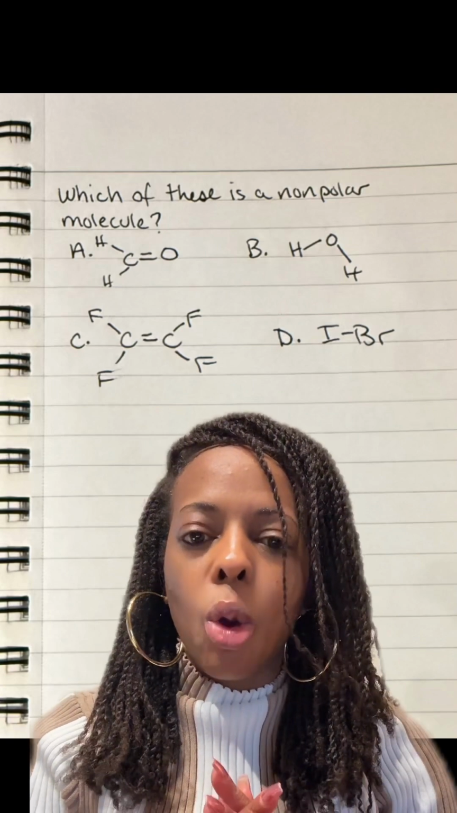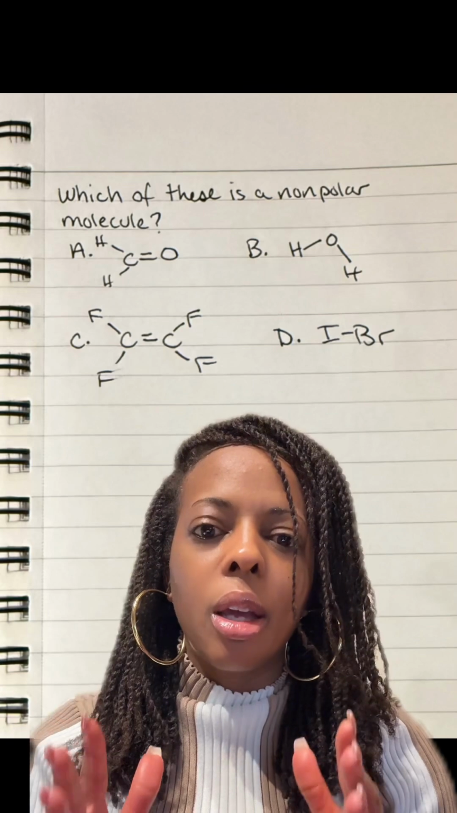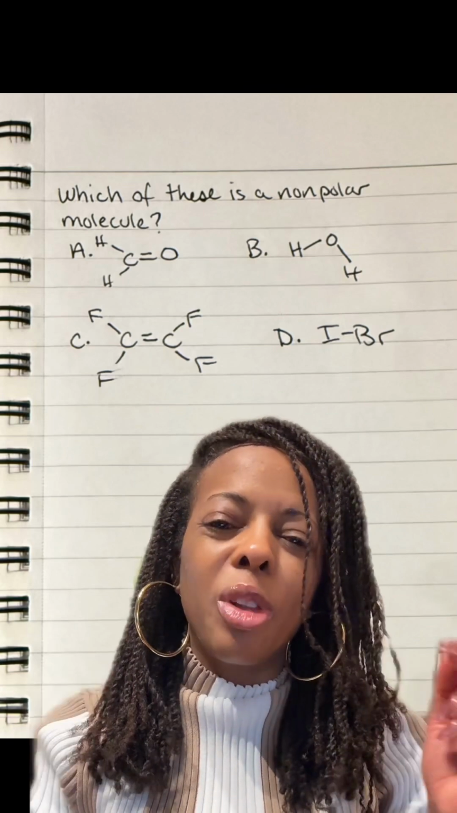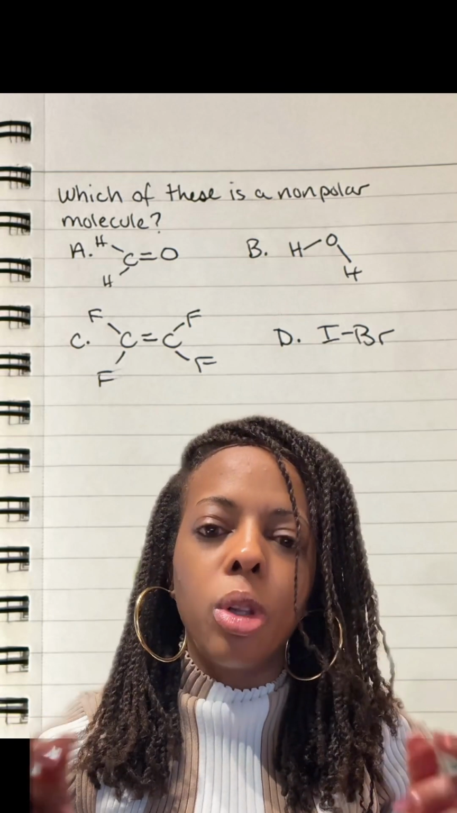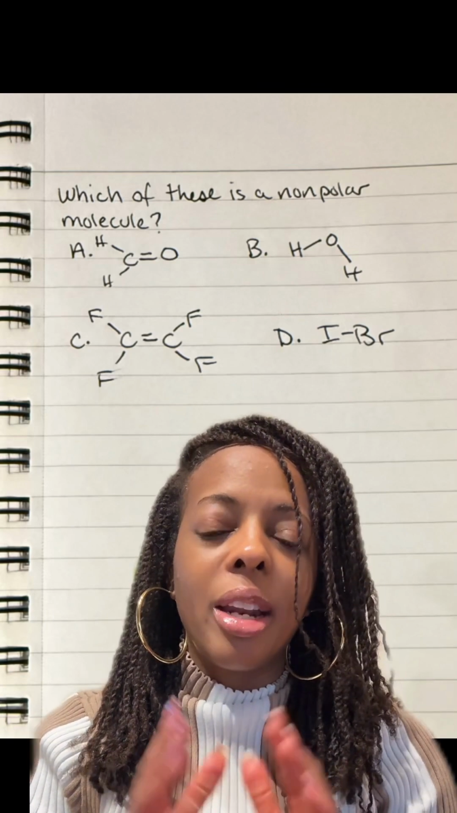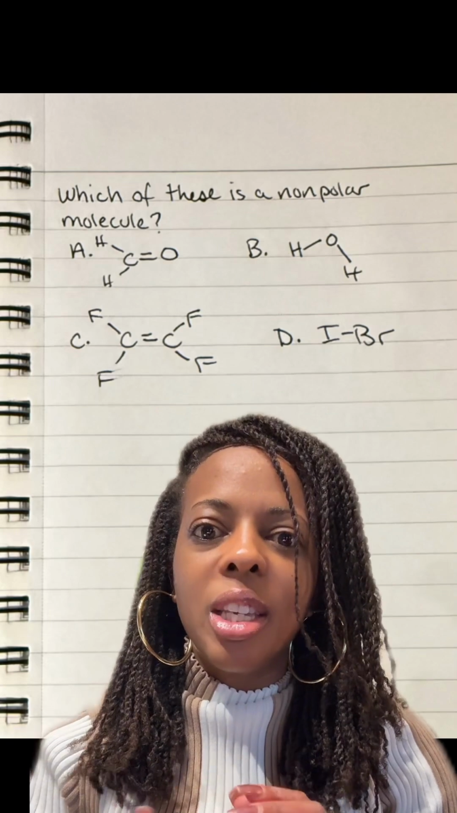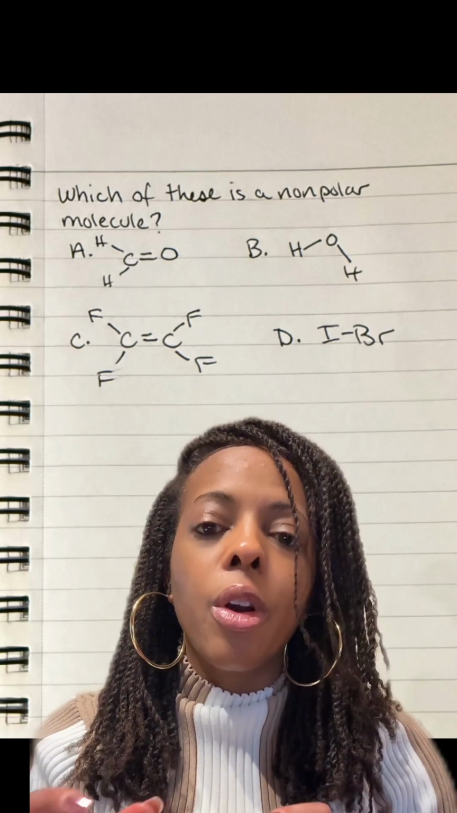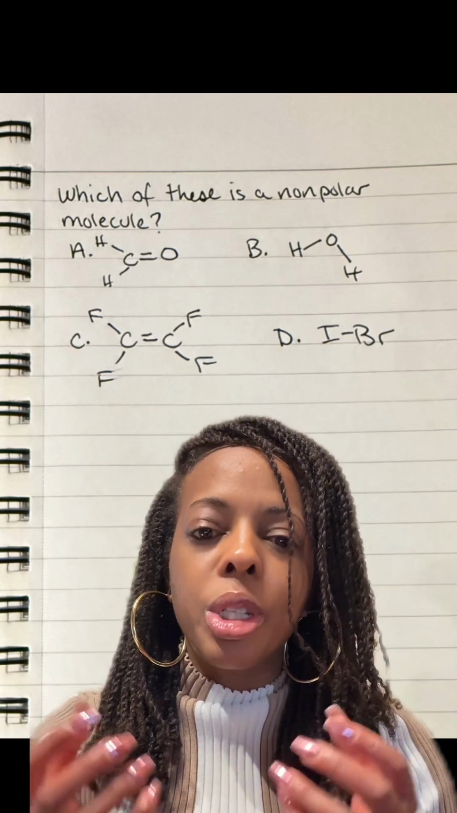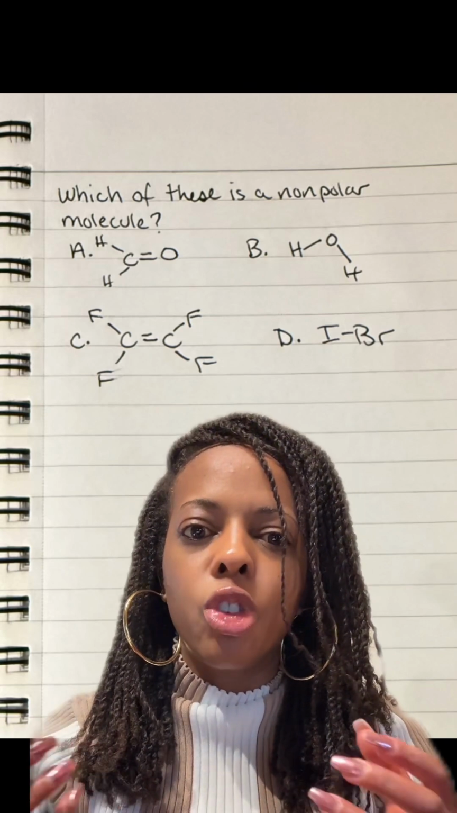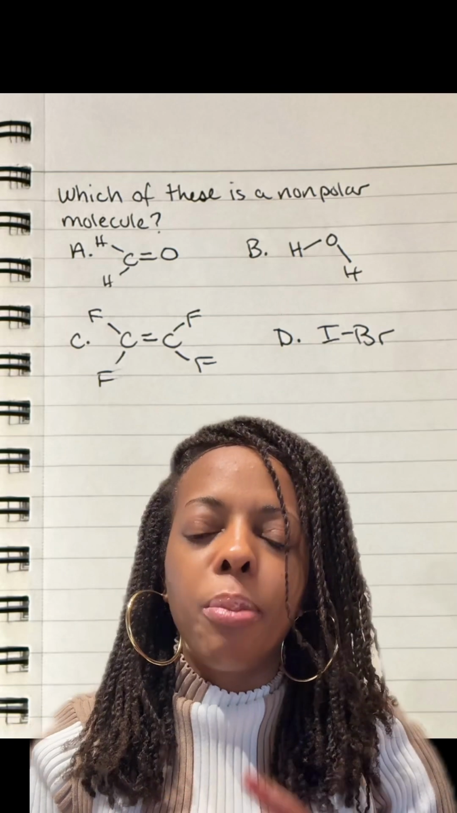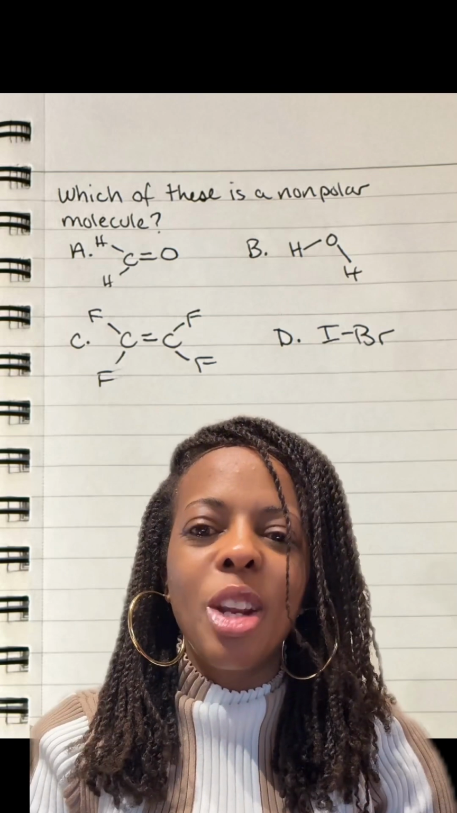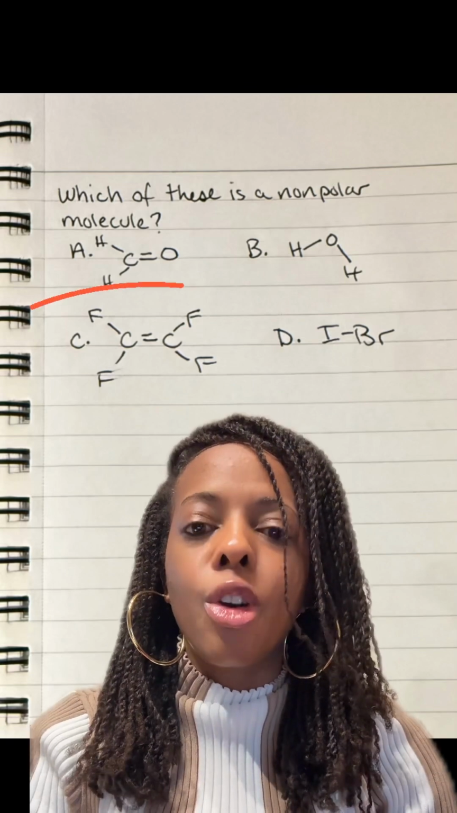Letter B, that's our water molecule. When we look at the molecular geometry, that's going to be a bent shape. Even if we look at the Lewis structure and you might think it's nonpolar, looking at that bent shape tells us that it is polar. We have C2F4, and here we have polar bonds. However, the pull around the entire molecule is symmetrical, so we don't have that uneven distribution. And letter D, we have a polar bond because we have iodine and bromine together. So with all that information, we would say letter C is going to be our nonpolar molecule.